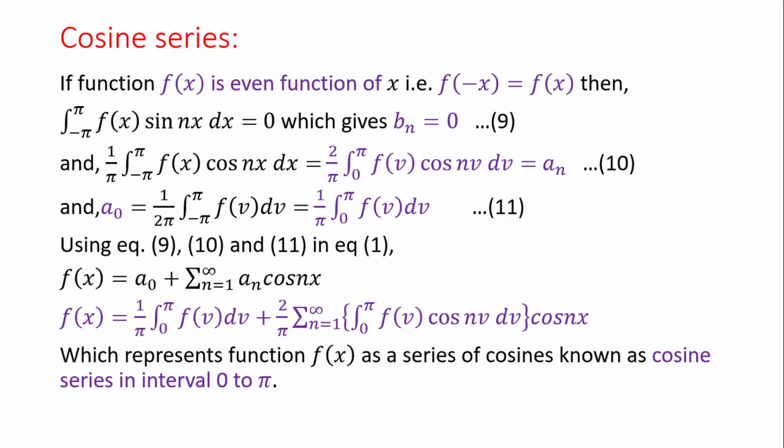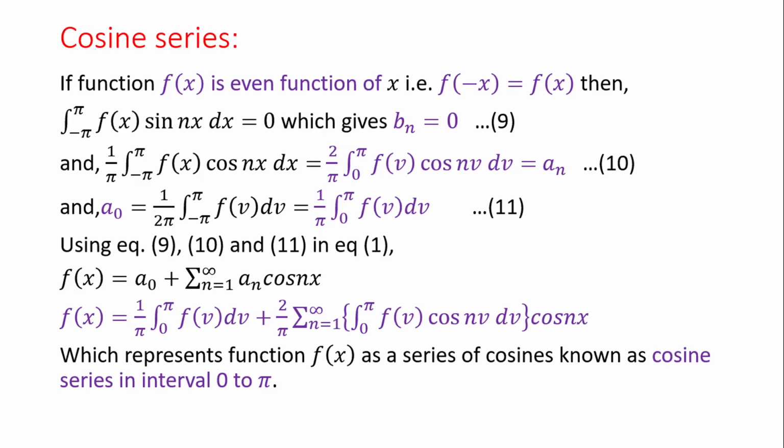In summary, we can say that if f(x) is an even function, then the property f of minus x equal to f(x) holds, and in that case the Fourier coefficient Bn reduces to 0, and we have a series of cosine terms only, and that is called a cosine series.